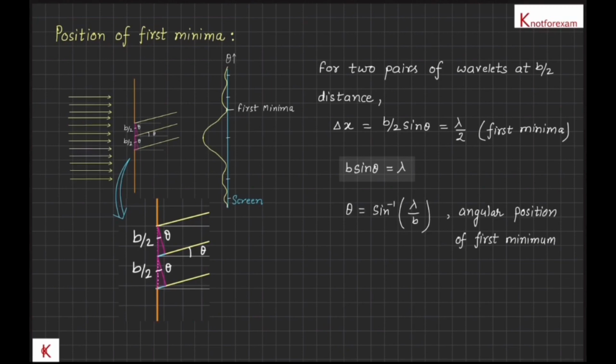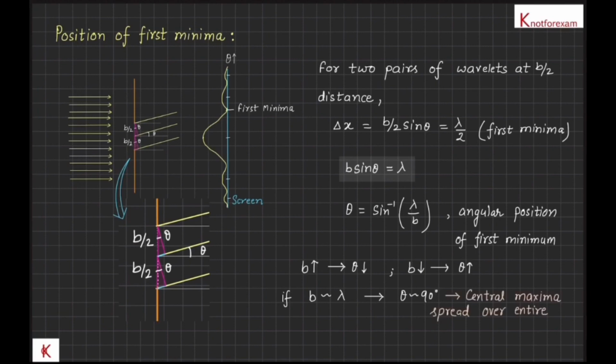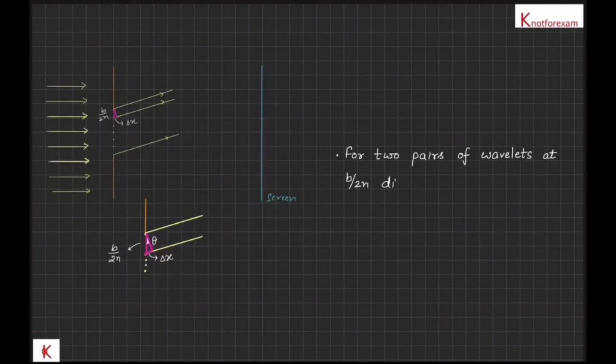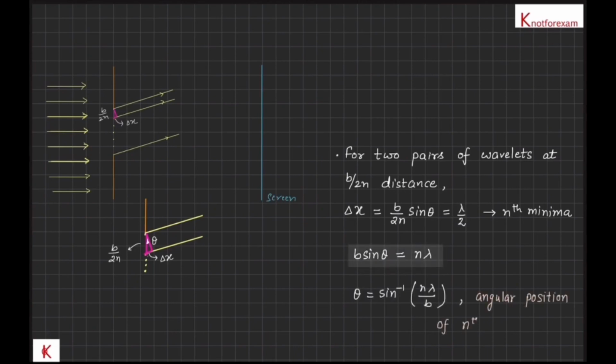all pairs interfere destructively, which will be the position of first minima. And as b increases, angular position of the first minima will decrease, and for b close to lambda, theta is close to 90 degree. That means central maxima is spread over entire screen. And if we take pair of two wavelets at a distance b by 2n, then we get position of nth minima, where b by 2n sin theta is equal to lambda by 2, that is b sin theta is equal to n lambda, or theta is equal to sin inverse n lambda by b, which is the angular position of the nth minima.